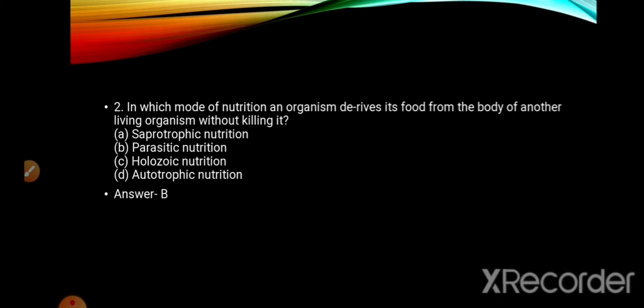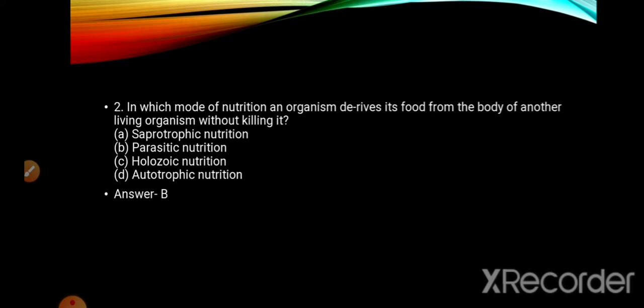The next is parasitic nutrition. What is parasitic nutrition? The parasitic organisms take food or nutrition directly from the body of the host. Some examples are Cuscuta and tapeworm. In parasitic nutrition, the parasitic organism takes food from the host body without killing it. So this is the correct answer of this question.